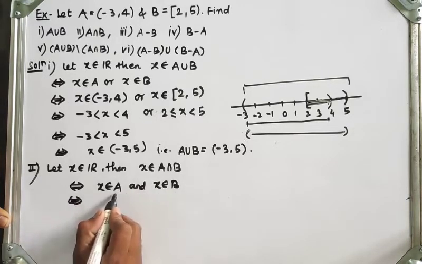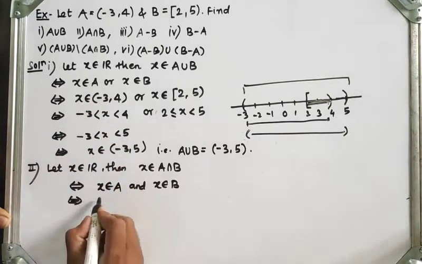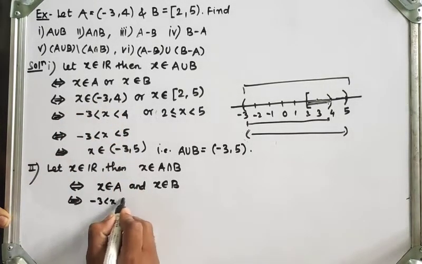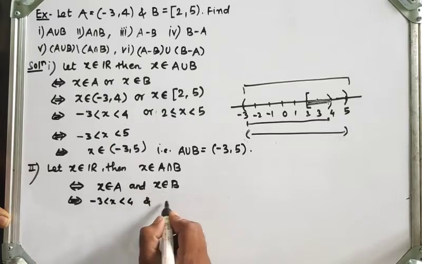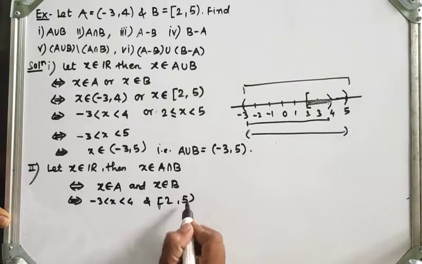So what is the set A? A will be -3 to 4. So -3 less than x less than 4, and second the closed interval 2 to 5, open at 5.